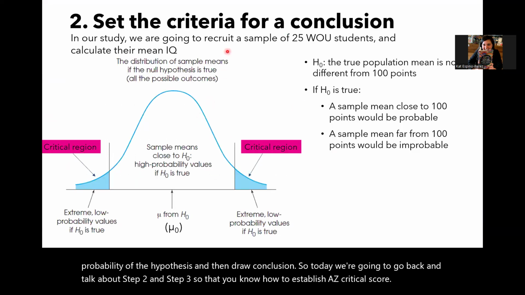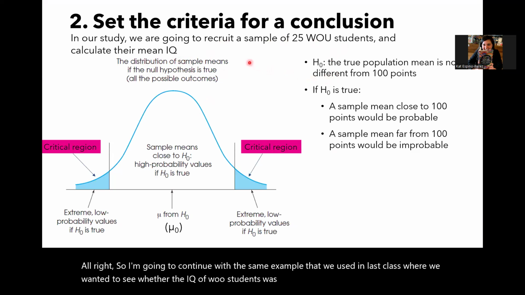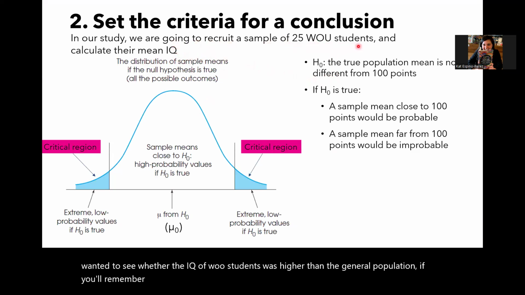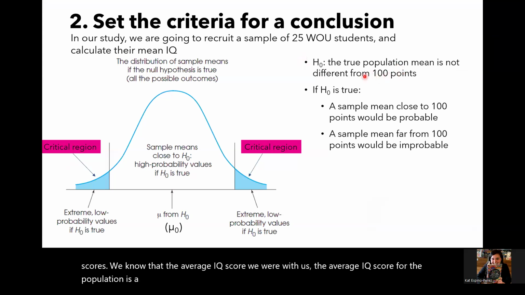All right. So I'm going to continue with the same example that we used in last class, where we wanted to see whether the IQ of WU students was higher than the general population. If you'll remember, we recruited a sample of 25 WU students and we calculated their mean IQ scores. We know that the average IQ score for the population is 100 points.